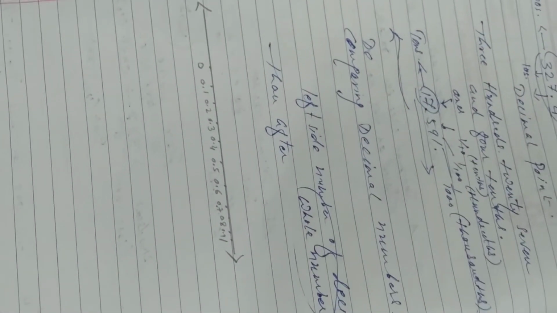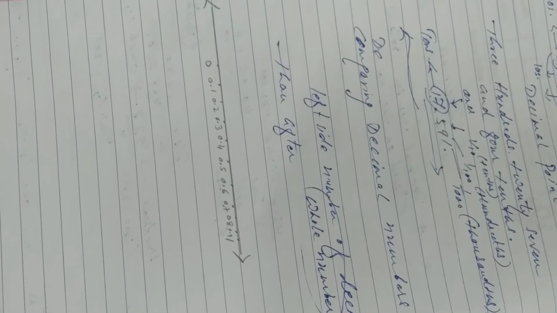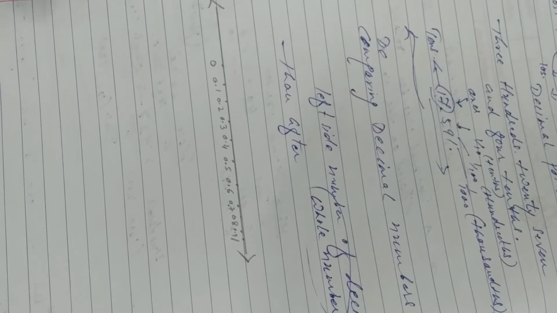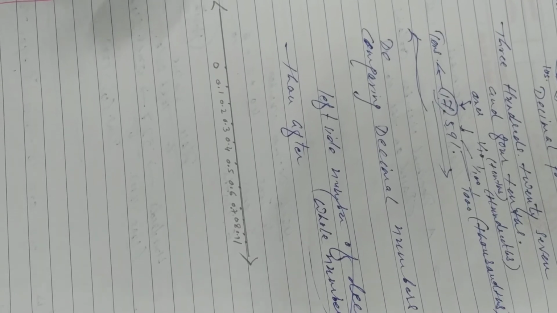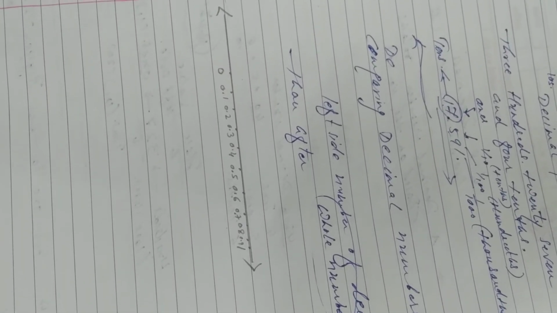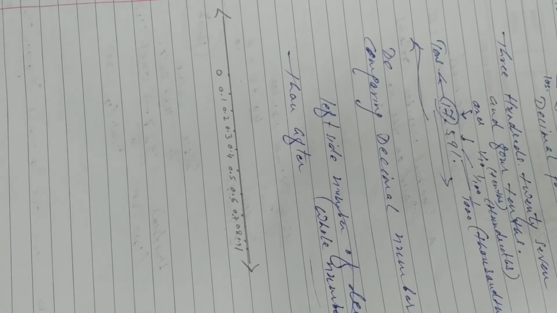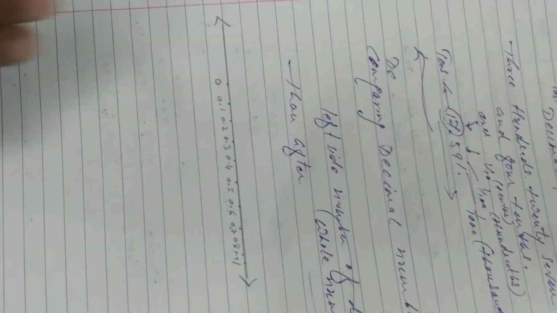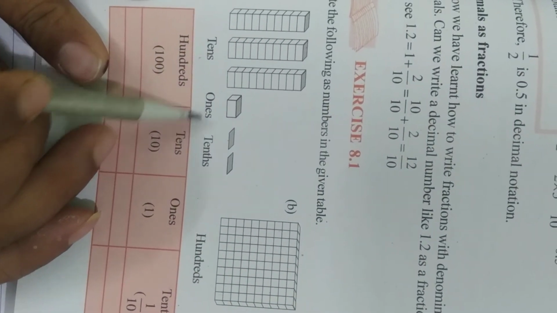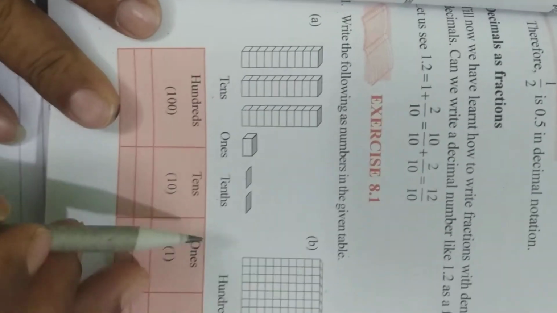Now then after, the next topic is addition of numbers with decimals as well as subtraction of numbers with decimals. We are going to learn this in this chapter. Got it? So let's try to understand very first. So very first, exercise 8.1. Write the following as numbers in the table given below.